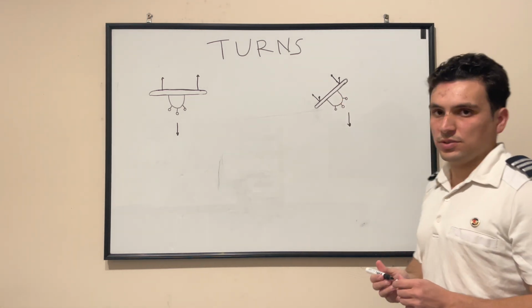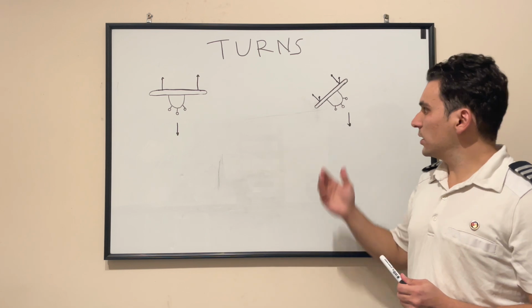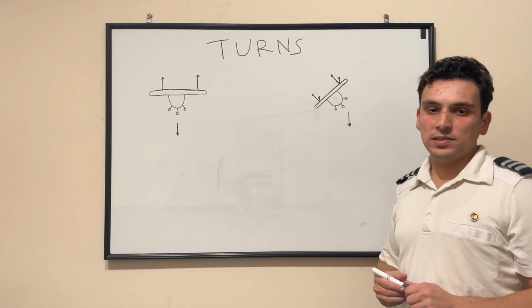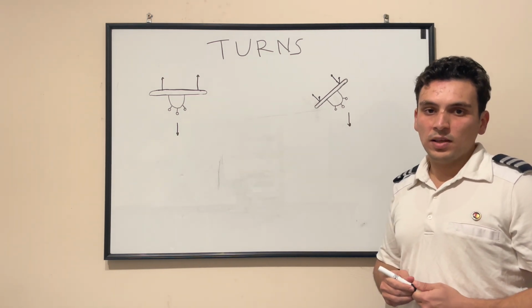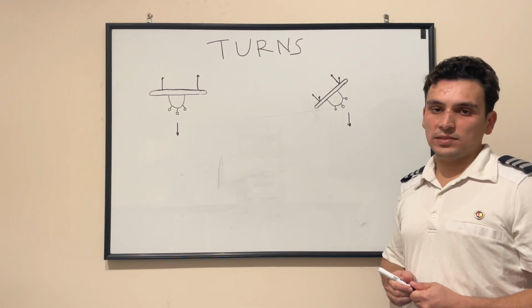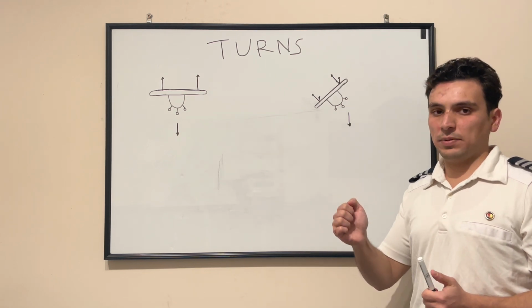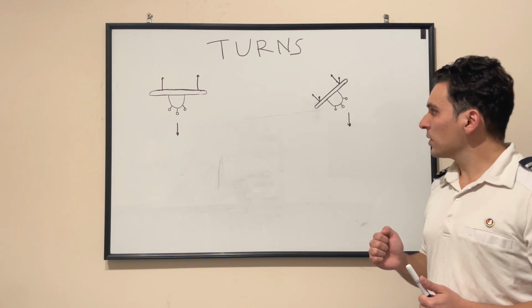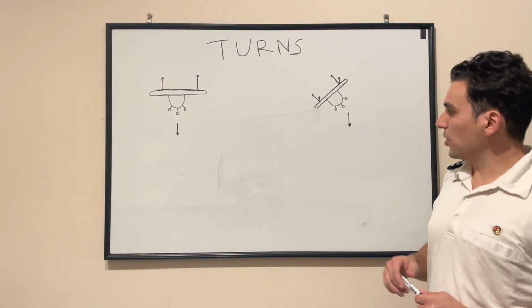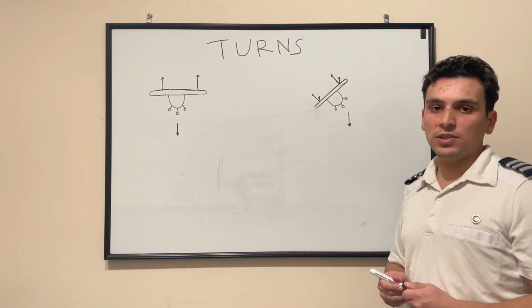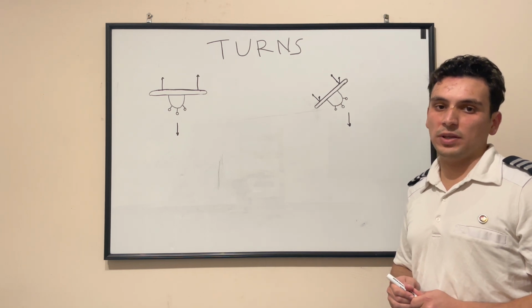When we reduce the vertical lift, our aircraft is going to start to descend, and to counter that we have to increase our back pressure by pulling the yoke. If we make a steep turn, we have to increase our back pressure in order to maintain our altitude.